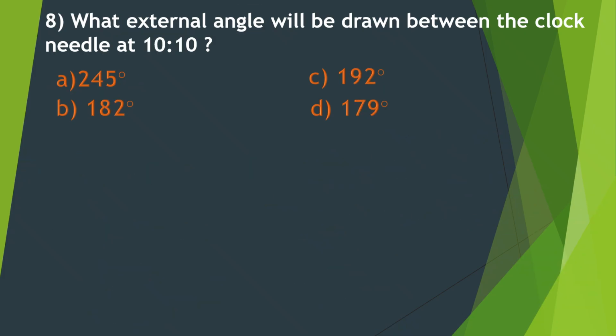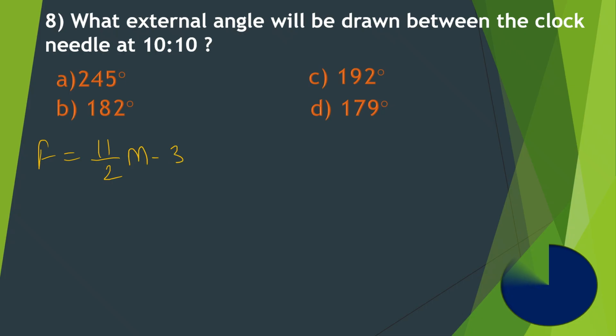Eighth question on your screen and your timer starts now. Here also external angle is asked. What external angle will be drawn between the clock needle at 10:10? 10 hour, 10 minutes. Formula is 11 by 2 minute minus 30 hour. 11 by 2 minute is 10. 30 into 10 you will do. Correct?